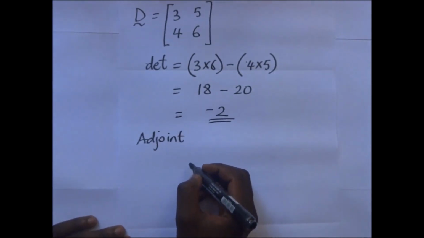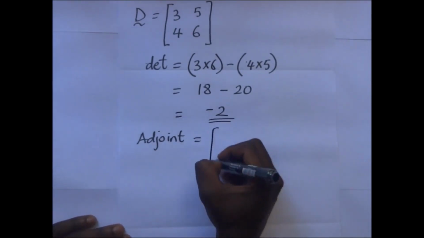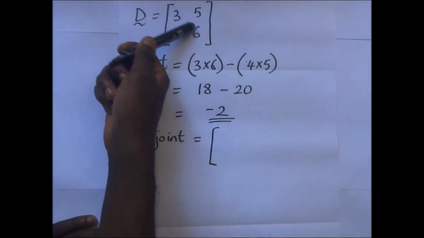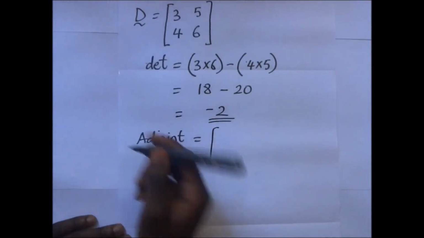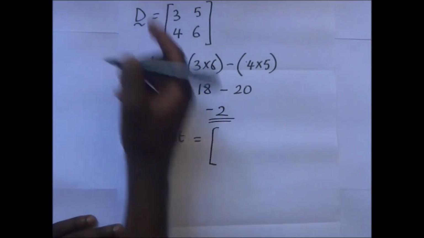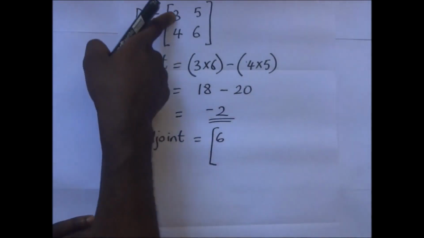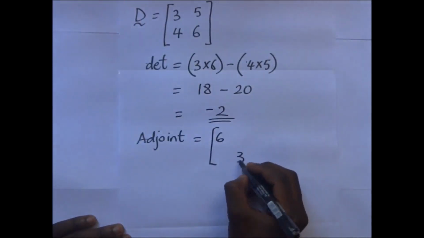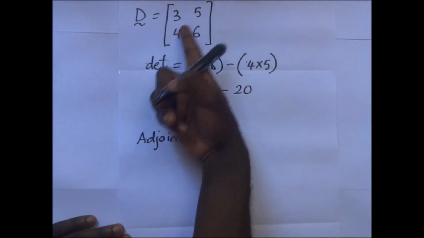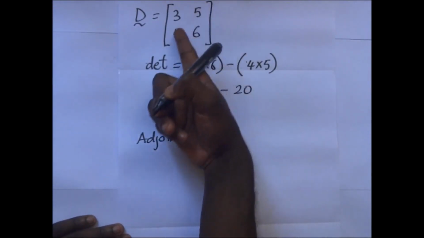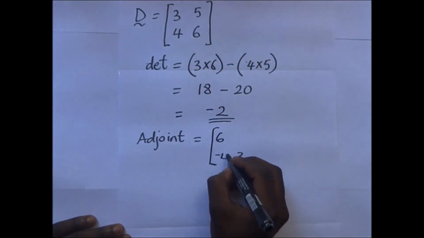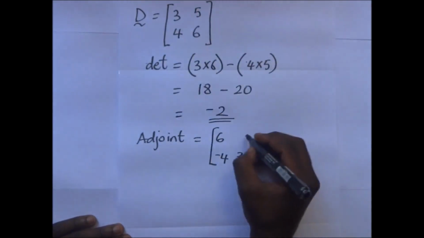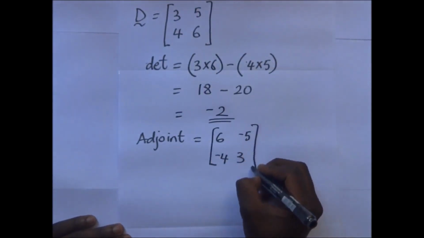So we get the adjoint of the same matrix. The adjoint of the same matrix is simply going to be, we are going to interchange the elements in the leading diagonal. So we have the 6 coming up here and the 3 coming down here. Then in the minor diagonal, we multiply each element by -1. So -4 times -1 is -4. -5 times -1 is -5. So that becomes our adjoint.